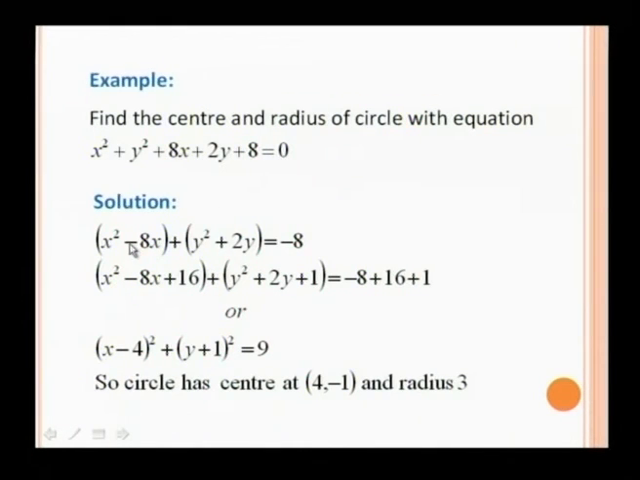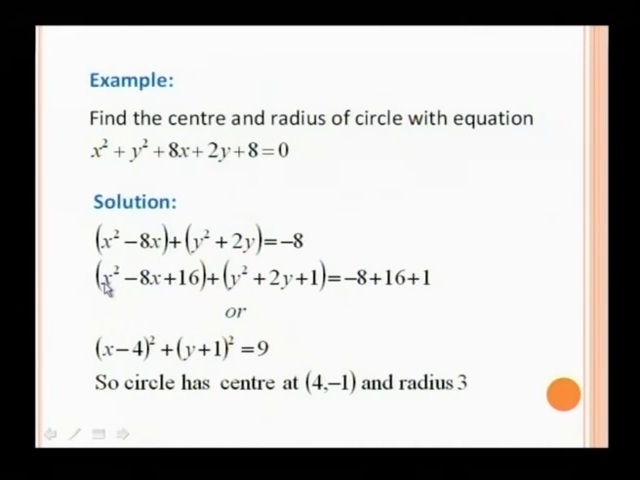For the solution, we would use the square completing technique, as we have x² - 8x + y² + 2y, and we would take 8 to the right hand side of the equation, which would become -8. By using the square completing technique, we would add 16 on both sides of the equation. We would add 1 on both sides of the equation as well.